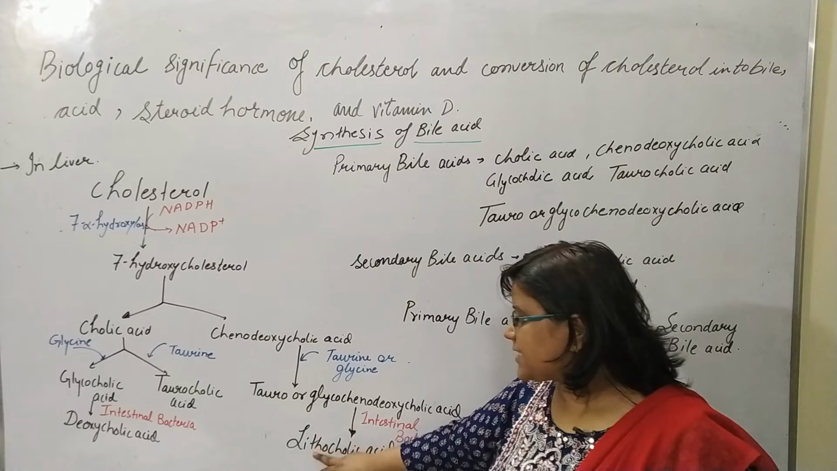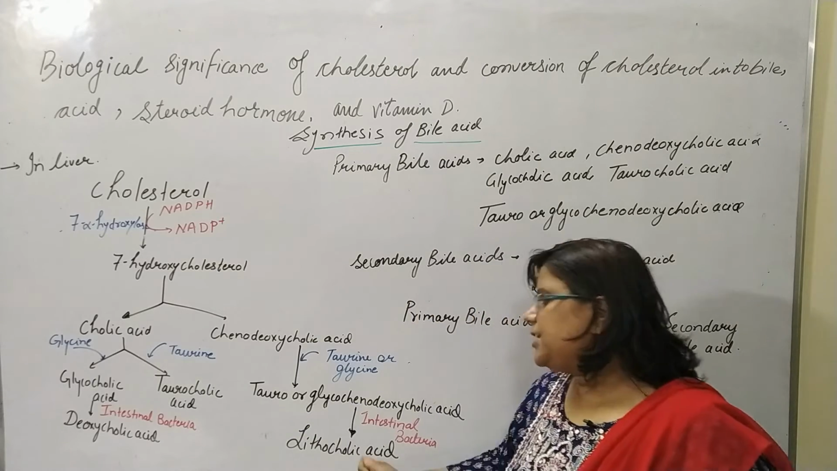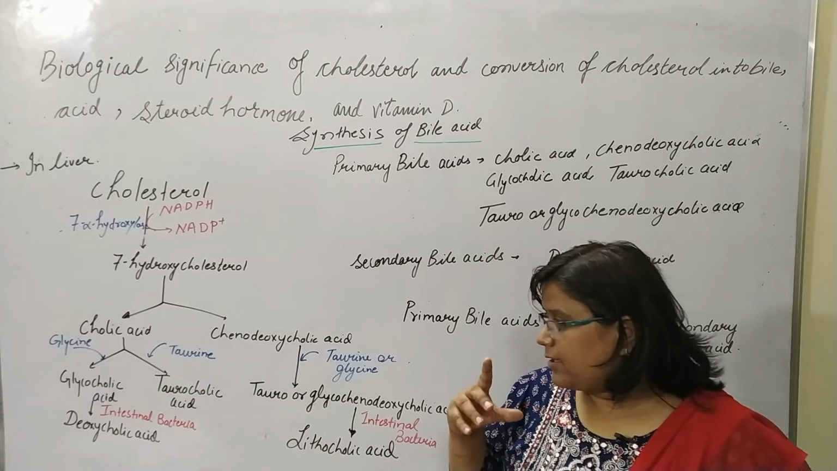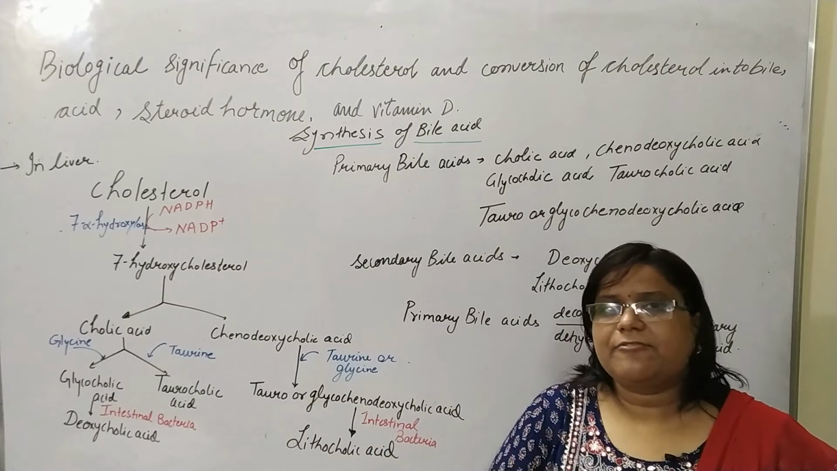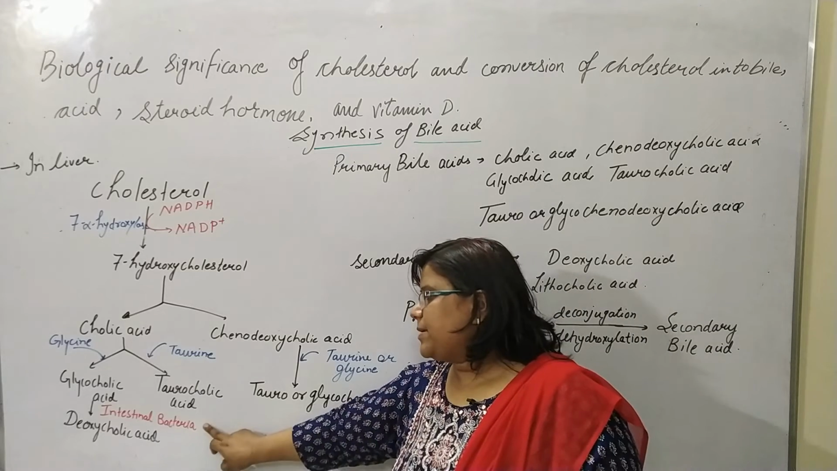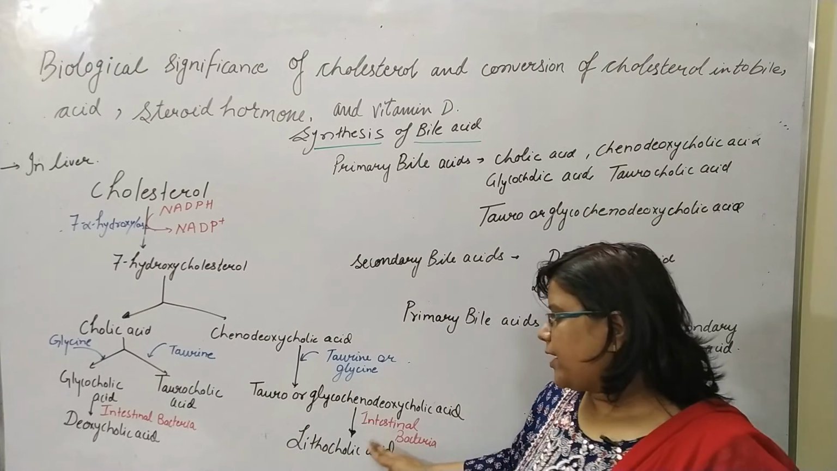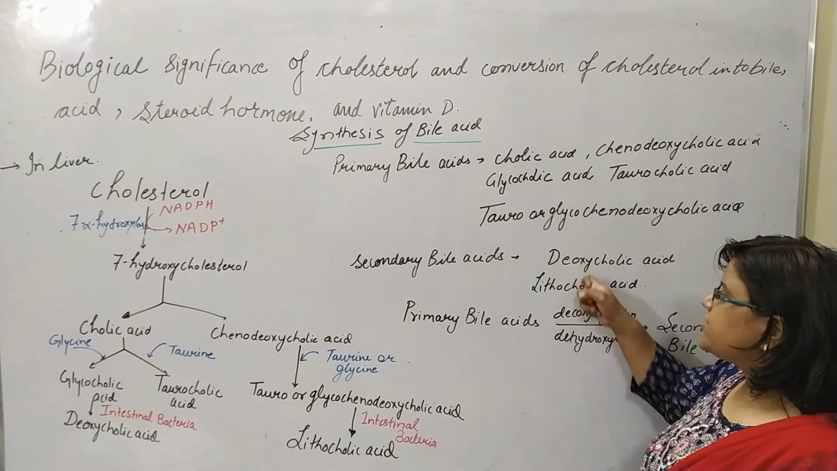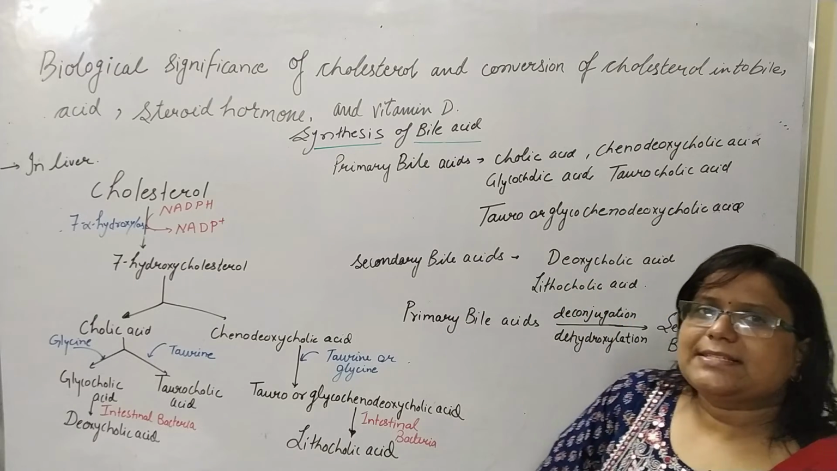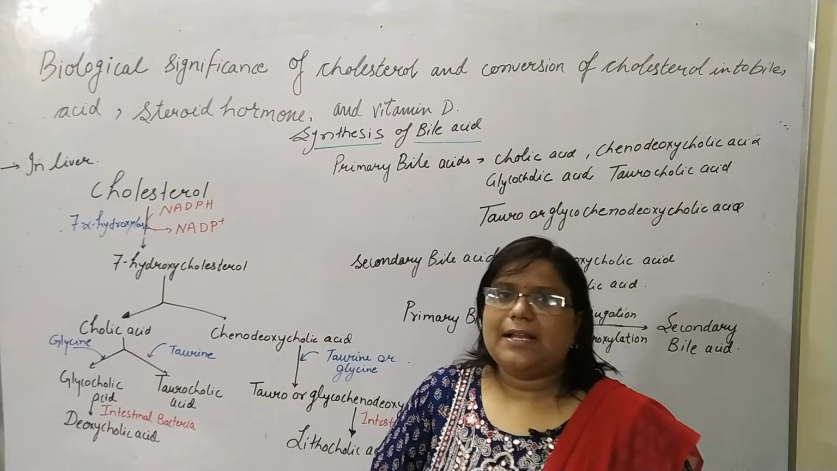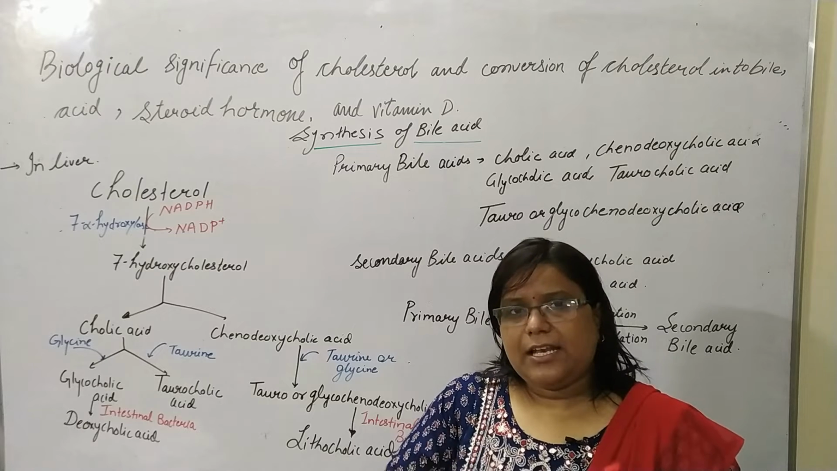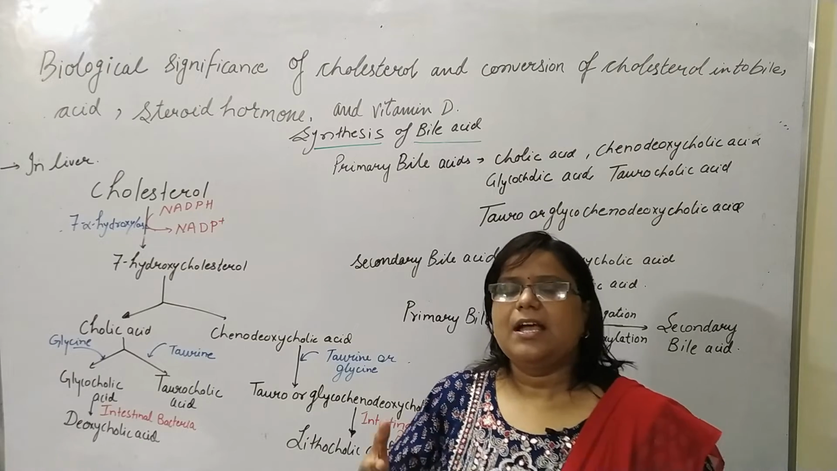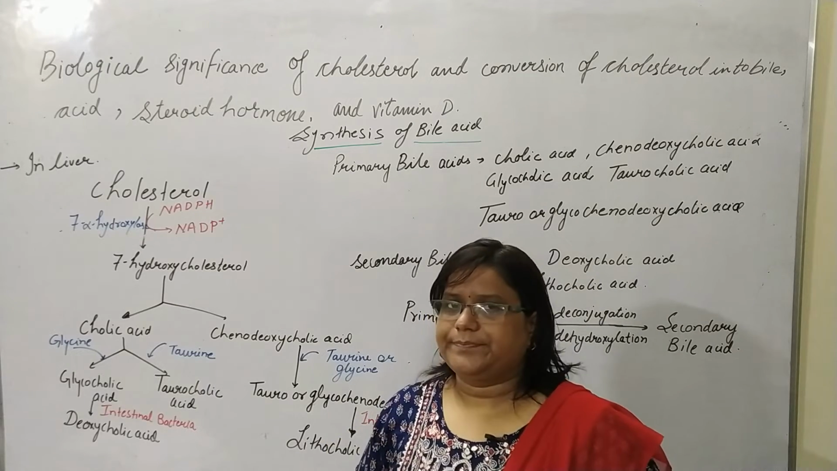And this conversion, the deoxycholic acid and the lithocholic acid formation, takes place in the intestine in the presence of intestinal bacteria. Okay, so deoxycholic acid and lithocholic acid are examples of the secondary bile acids. So that's why in the starting I said that the primary bile acid formation is in the liver, but the final secondary bile acid formation occurs in the intestine.